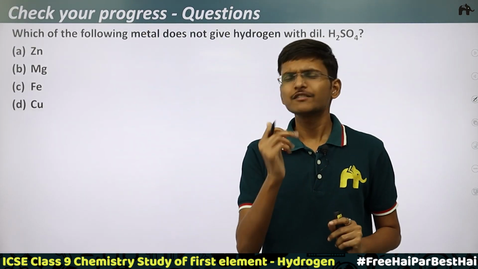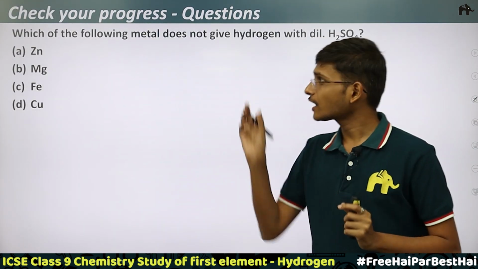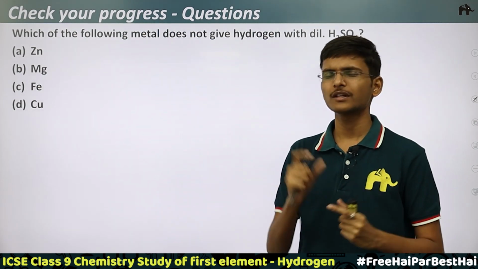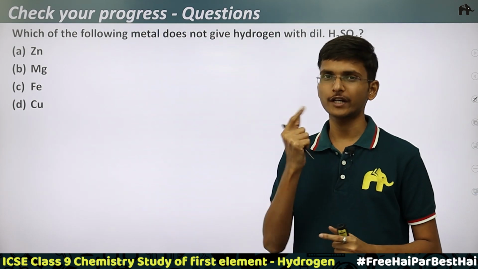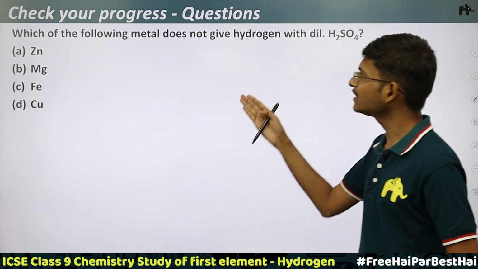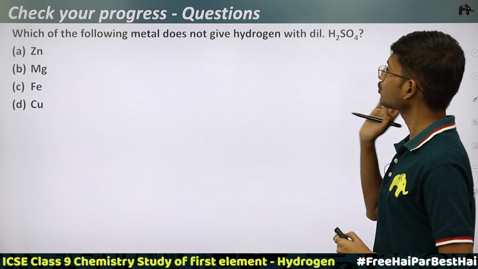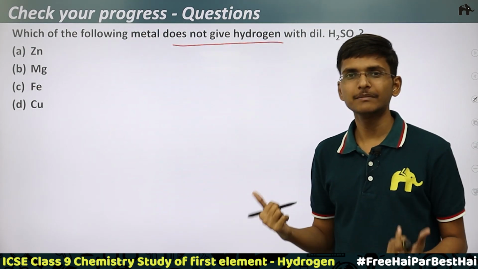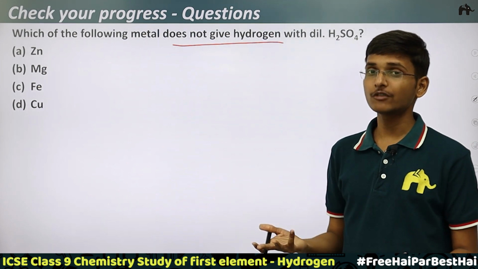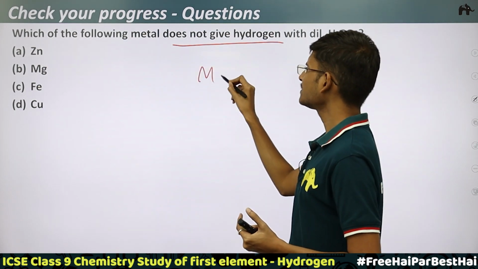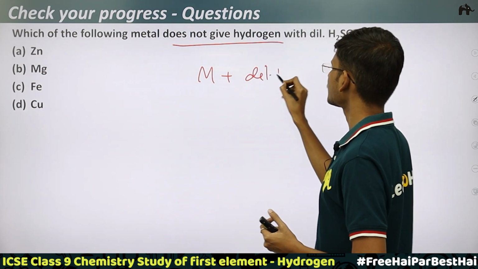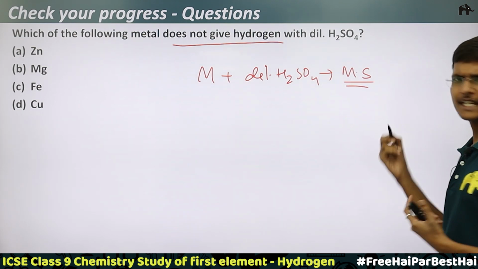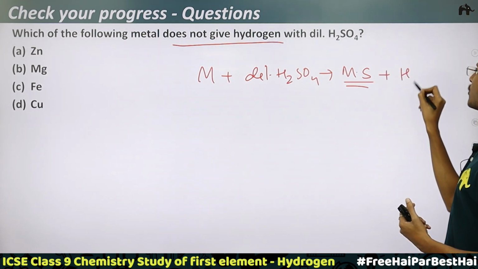Now let's quickly see one question before ending the video. You just have to recollect whatever we have studied to answer this question. One very interesting thing you have to recollect and you would get the answer. So what is the question? Which of the following metals does not give hydrogen with dilute sulfuric acid? It simply means that it won't react with dilute sulfuric acid, because we know metals react with dilute sulfuric acid and give us metal sulfates, I'm just writing MS, and hydrogen gas.